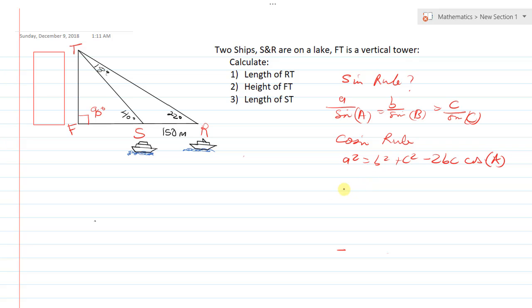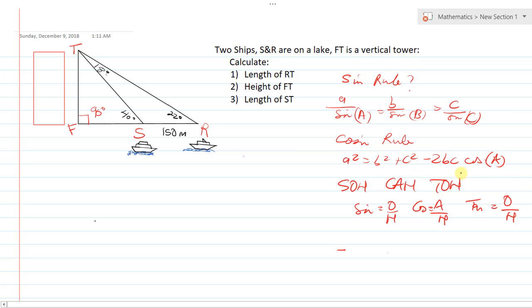Or sometimes we use the rule I call SOHCAHTOA, in which sine is the opposite over the hypotenuse, cosine is adjacent over hypotenuse, and tangent is opposite over adjacent. Note that this has to do with a right angle triangle. So which rule are we going to use?